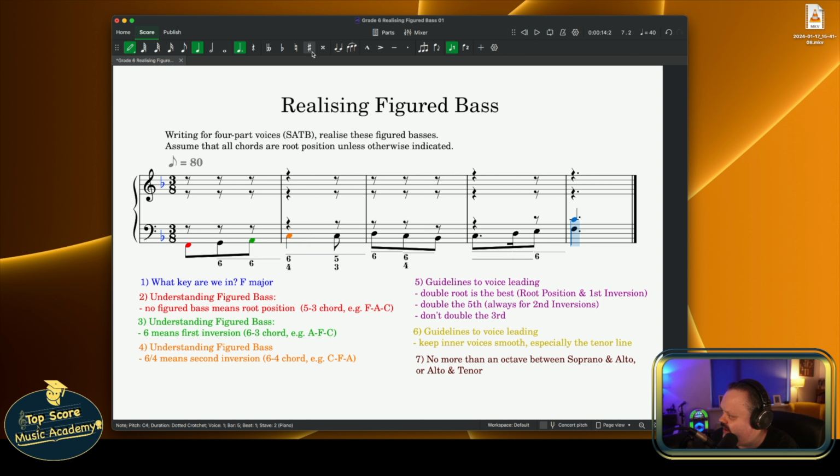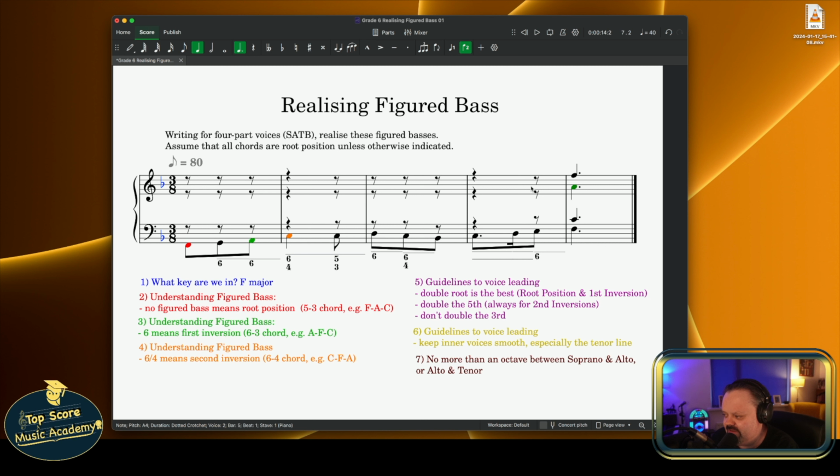And for the alto, I might put an F there, and I could put an A there. Yeah, well, that's not too bad. I may want to move those voices around. If I do, I could, for example, have an F there and the A there.